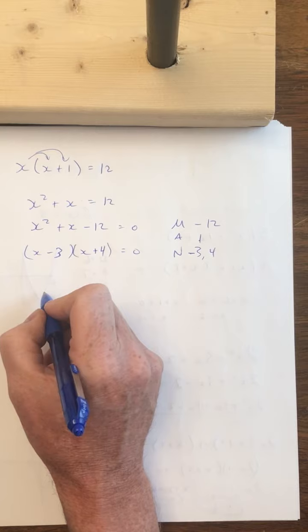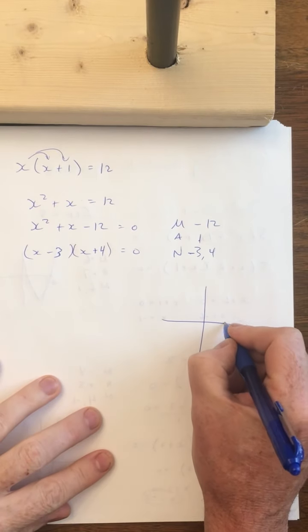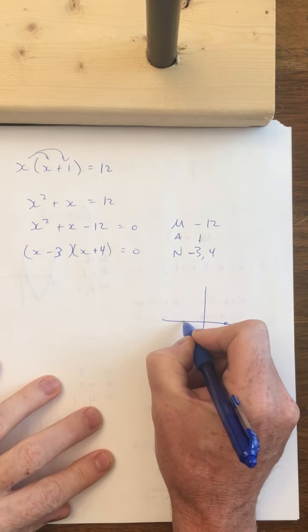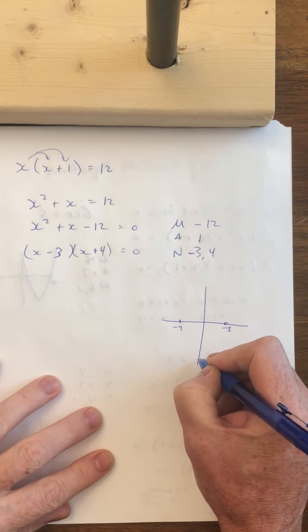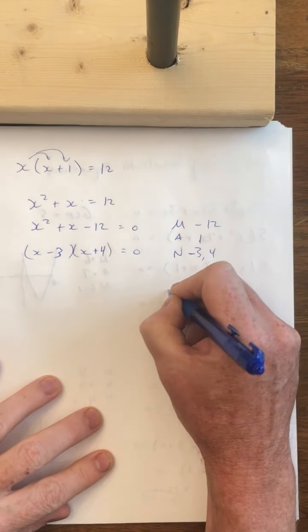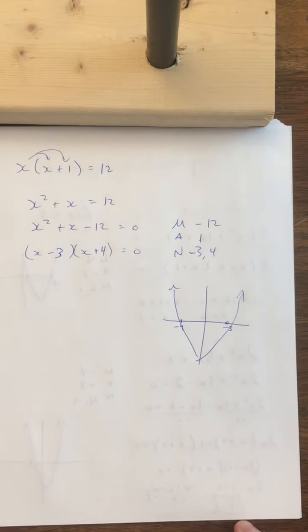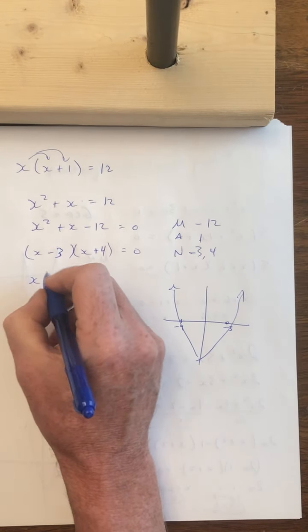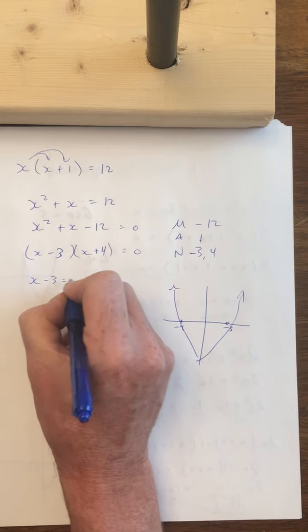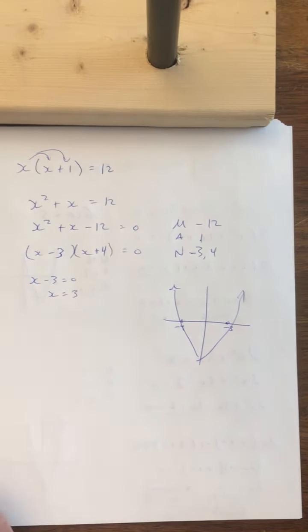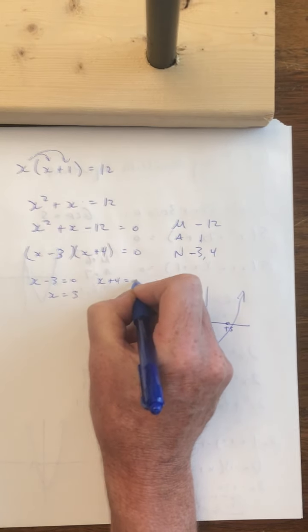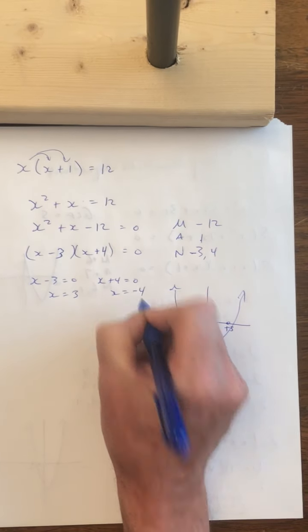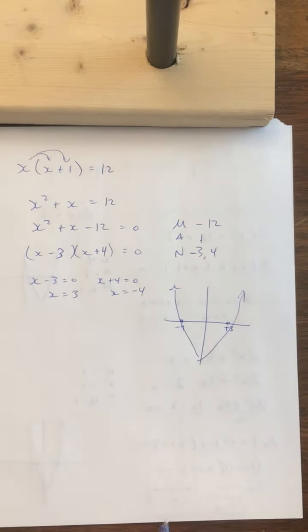That's where the zeros cross the x-axis, so at 3 and at minus 4. You knew that you had a product that looks like this. Once again, though, if we want to do it mathematically, set to 0: x minus 3 is 0, x is equal to 3, and x plus 4 is equal to 0, x is equal to minus 4. And there it is.